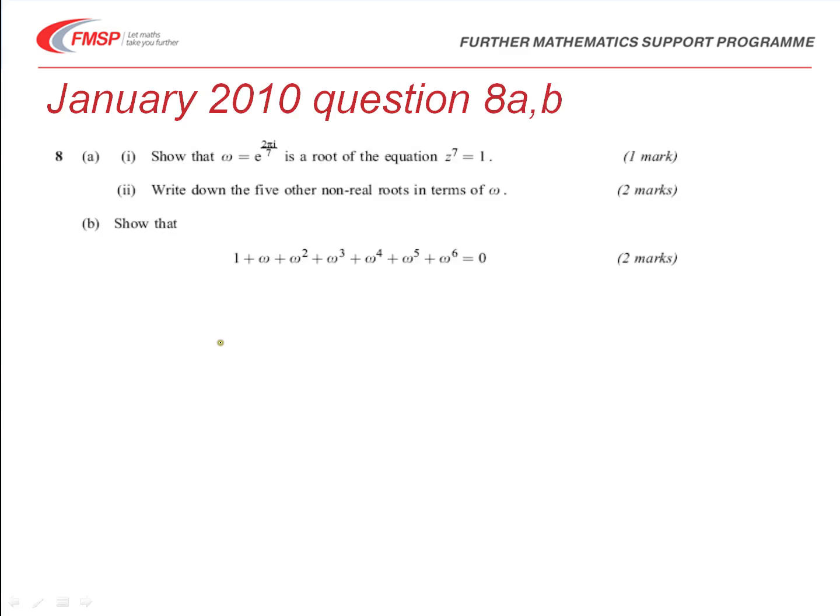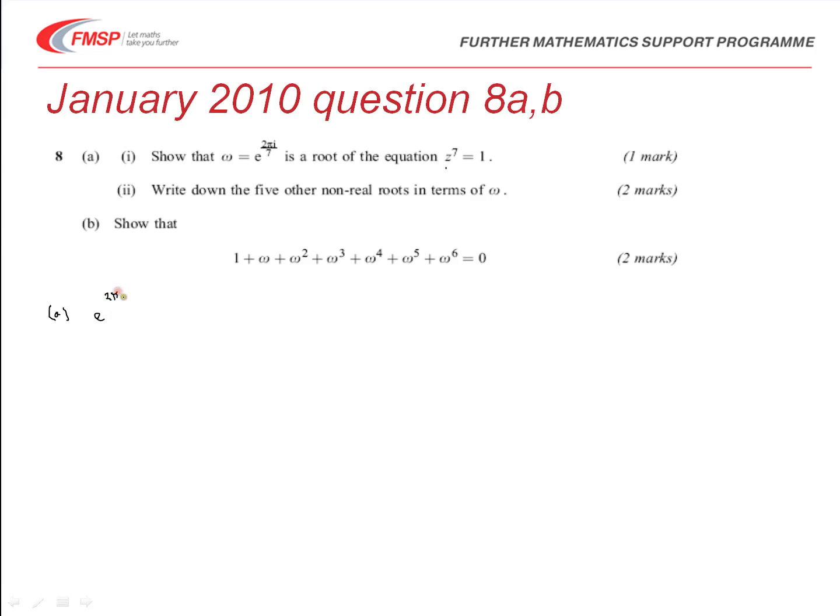Okay, so firstly, part A, part 1. Alright, well, we're interested in the fact that z to the power of 7 is equal to 1, and that one of the possible roots is e to the 2 pi i over 7, which if that's the case, if we put that into the equation, we should end up showing that it equals 1 when we do it to the power of 7.